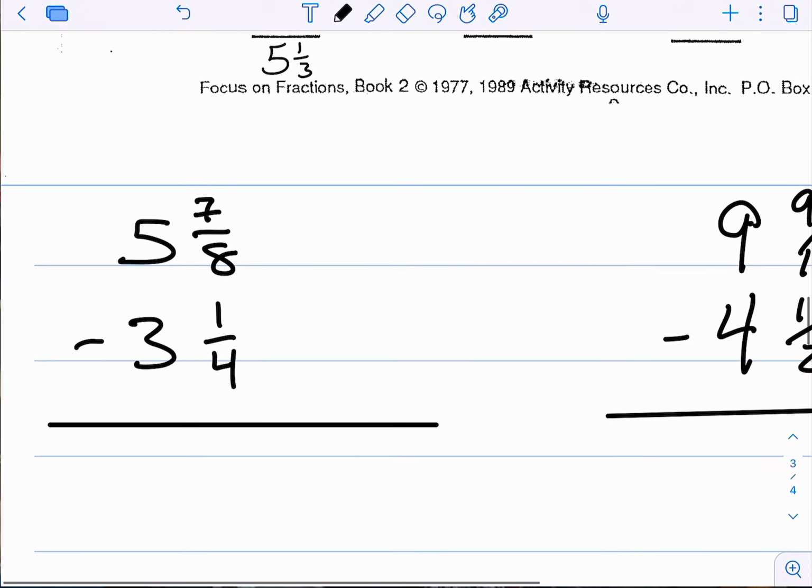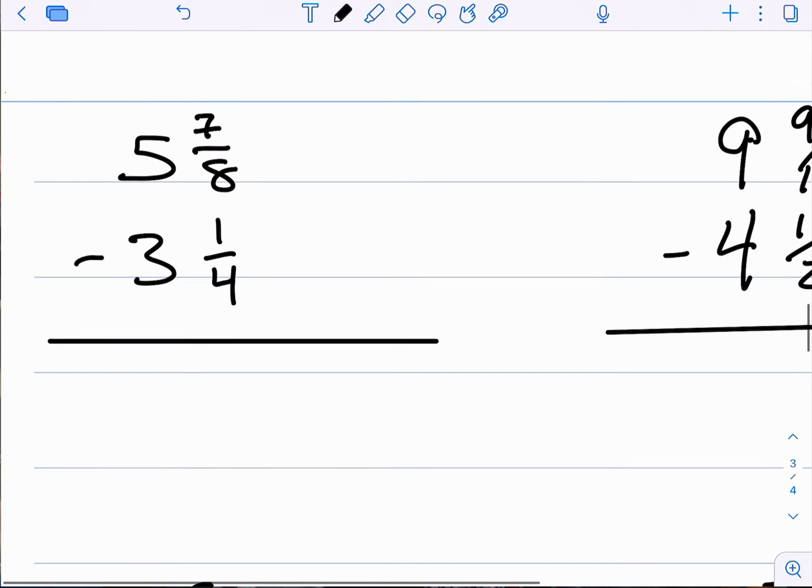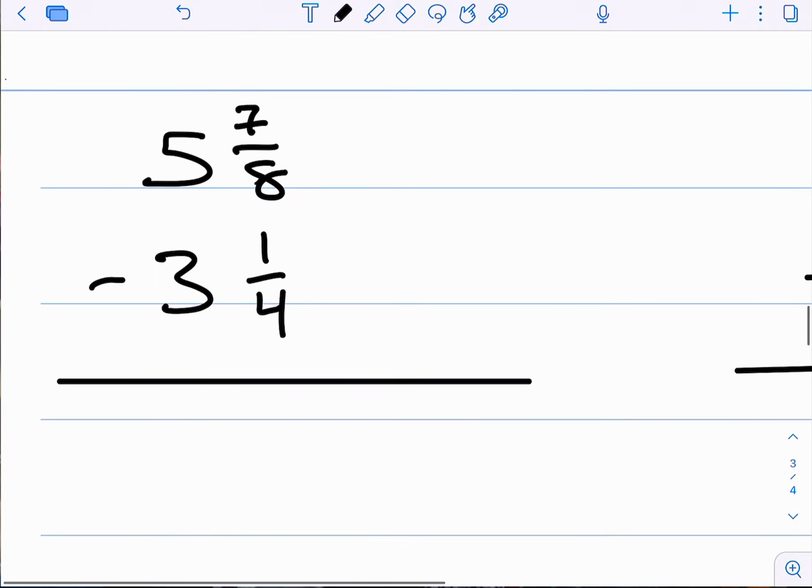On this one here, we don't have a common denominator. I've got 8ths and 4ths. So again, we have to have a common denominator. We're going to find equivalent fractions so that we have equal parts to be subtracting. I look at the 8, it's a multiple of 4, so I'm going to find the equivalent fraction in 8ths. To do that, I multiply by 2. What I do to the bottom, I do to the top.